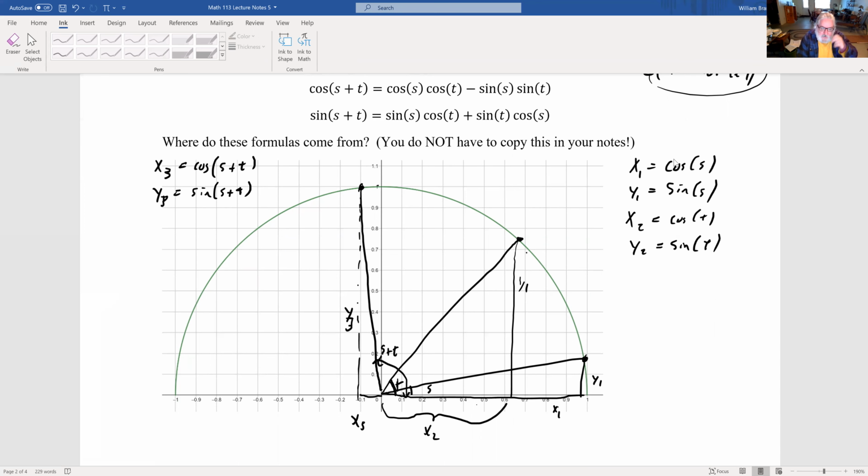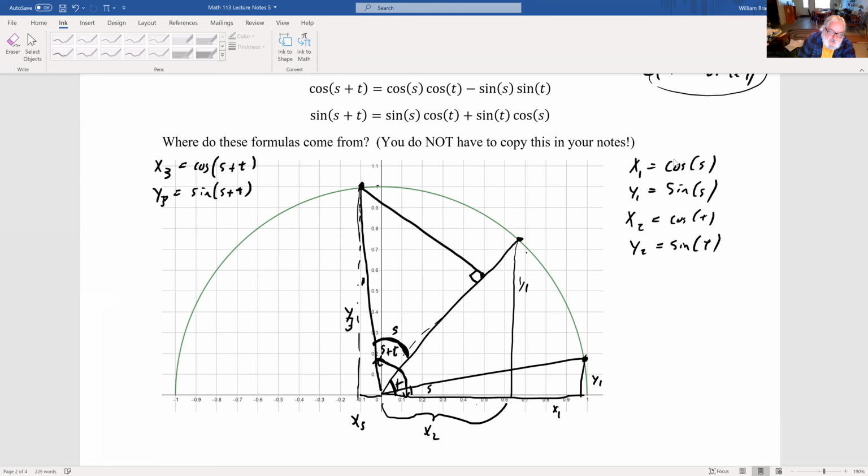And here we're going to get a little bit tricky. We're going to take this point, which is x3, y3, and draw a perpendicular line back down to this angle so that that's a right angle. This is a hypotenuse of 1. So what angle is this angle here? Well, this is T. This whole angle is S plus T. So T plus S. This angle here, this little wedge here, that's got to be S.